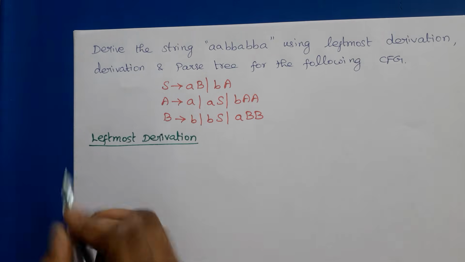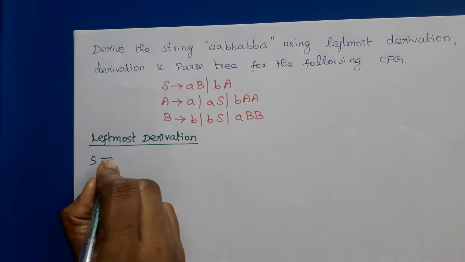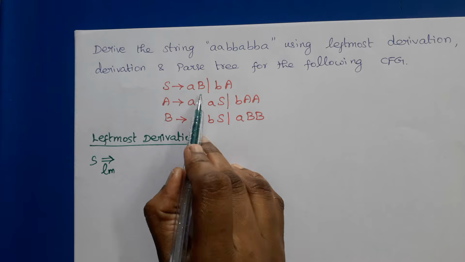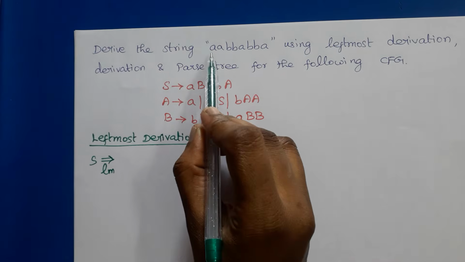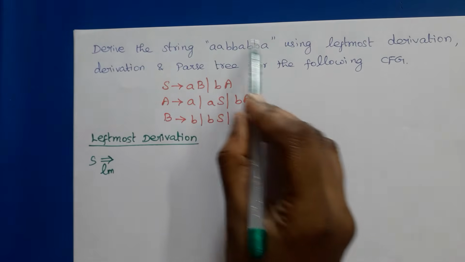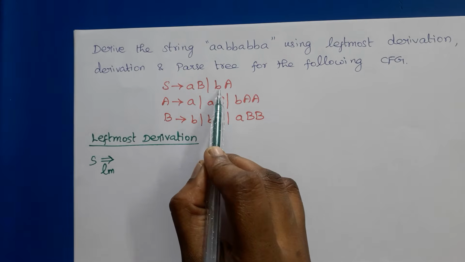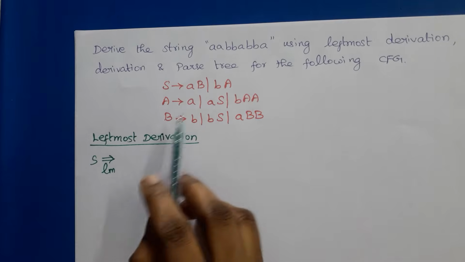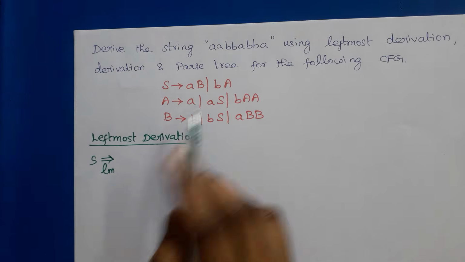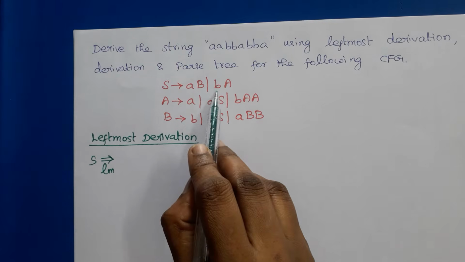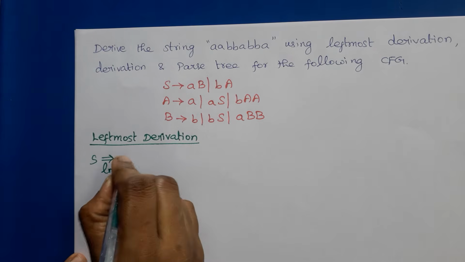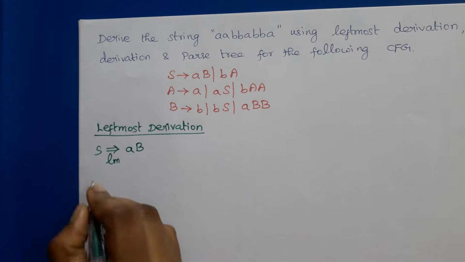So the start symbol of the grammar is S. S derives, in leftmost derivation, so S has two productions. Here we need to derive this string. So we cannot use BA for expanding S, because the string should not start with B. So we need to use AB. So S derives AB in one step.